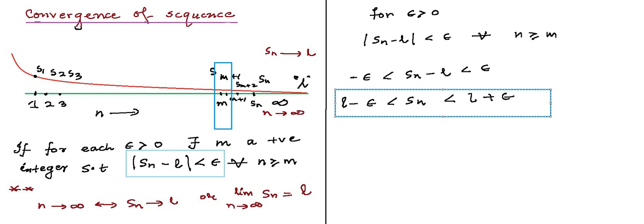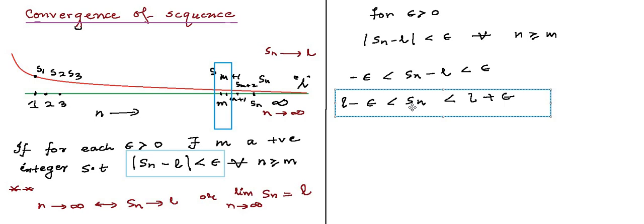And the second question is: what if only a finite number of Sn lie between these? If only a finite number lie between these, then you can say that Sn may not converge towards L. So for converging to a particular point, you require an infinite number of terms lying between these two ranges.